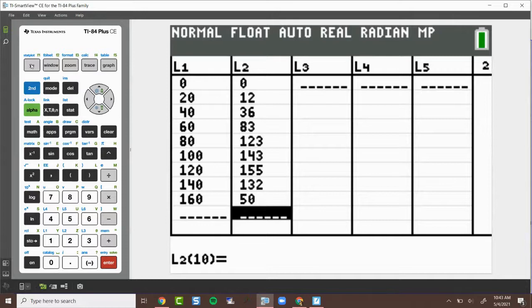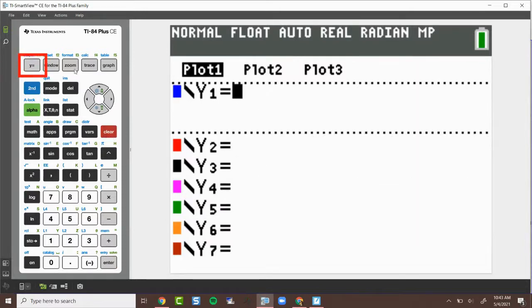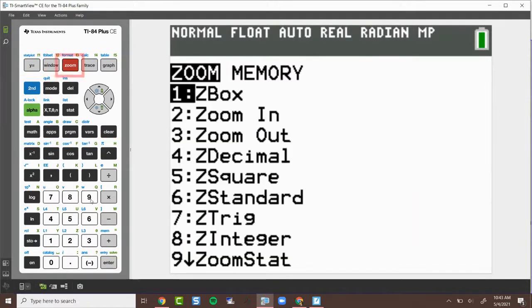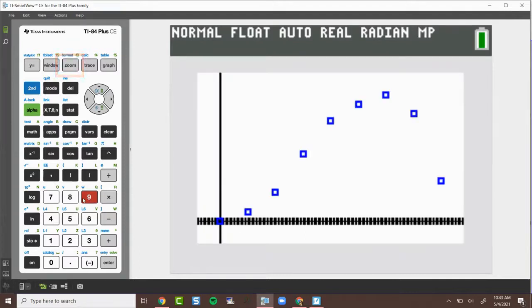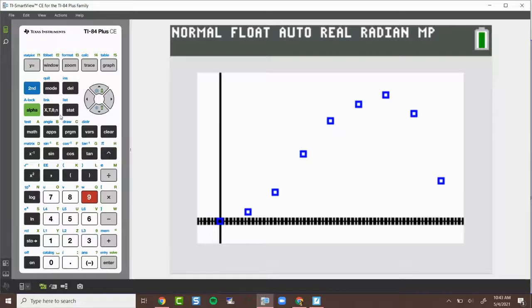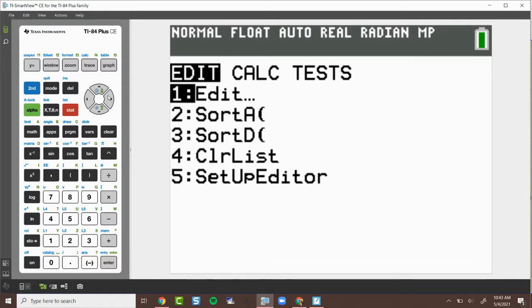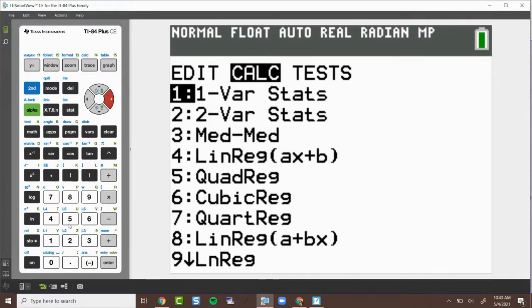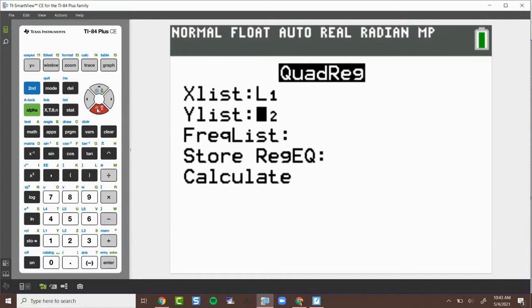Let's go ahead and clear out our old stuff, and I'm going to tap on zoom 9 so I can get a really clear picture, because sometimes your picture really can save you time in trying to pick the best one. So here's kind of what our graph looks like. I've got time on my x-axis, number of popcorn on my y. Which model do you think we would probably try to fit to this one? All right, let's go ahead and try out quadratic. It looks like a quadratic, so I feel like this one's going to be the best one.